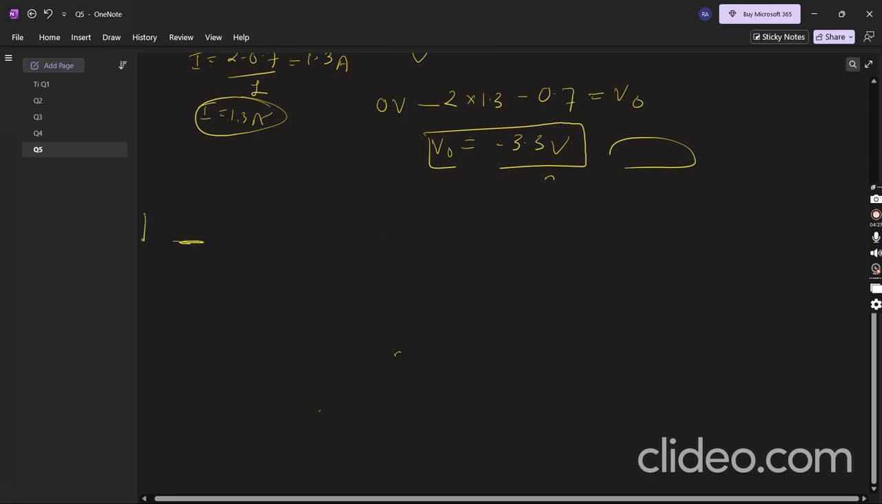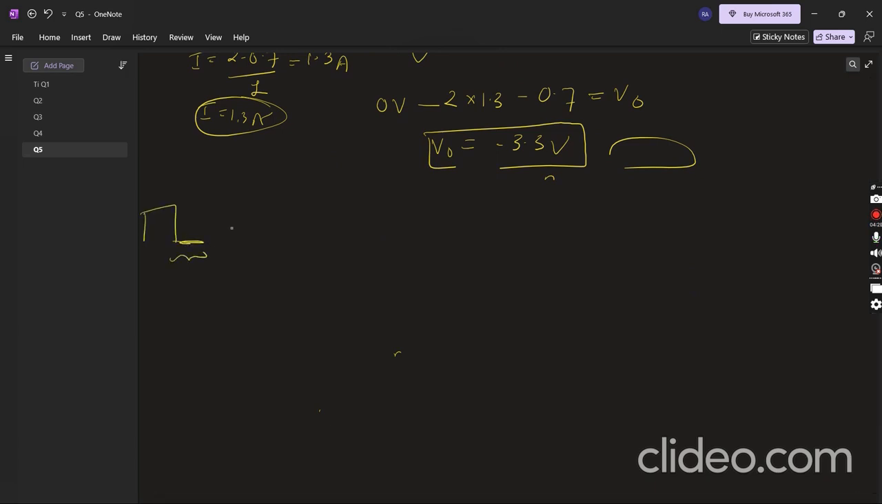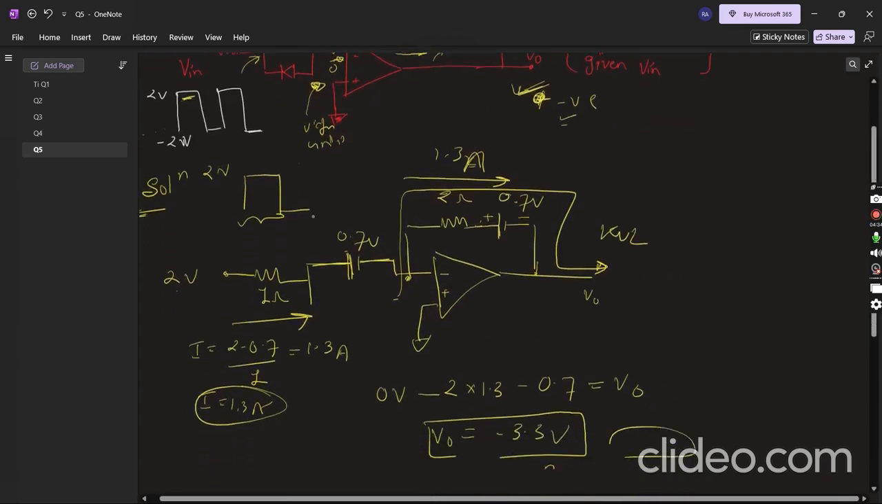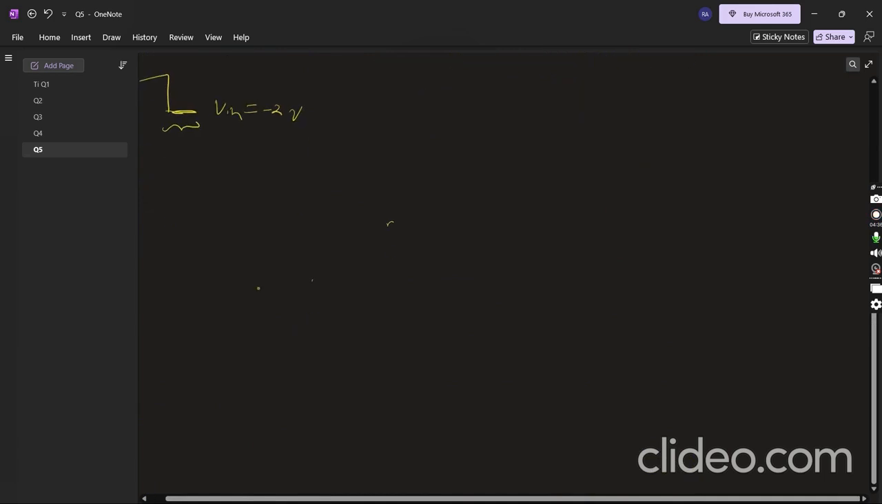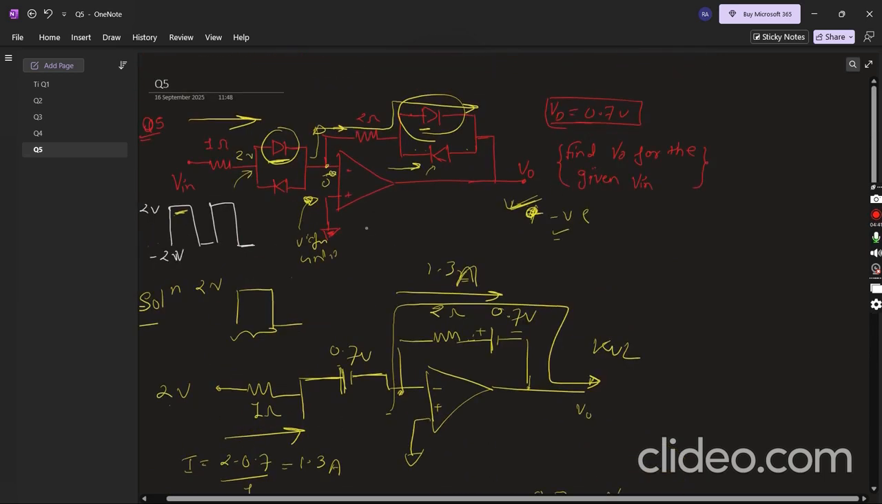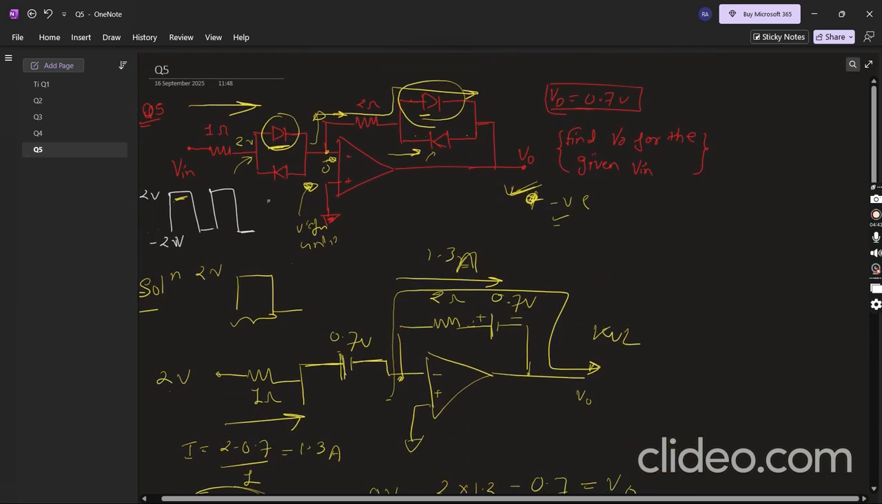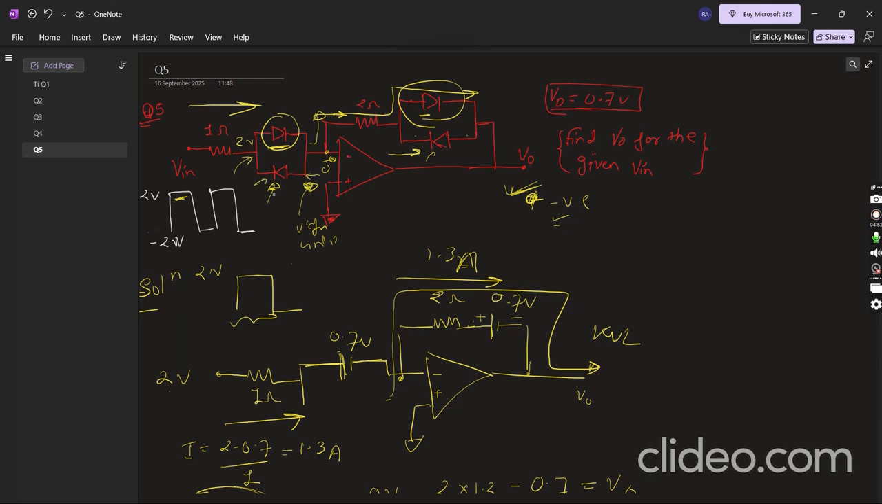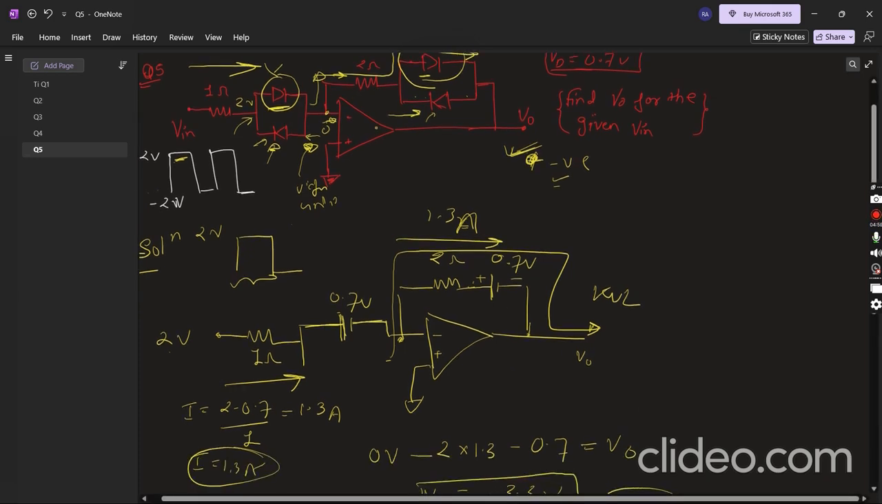Okay, and for the negative half cycle, V in will become minus 2 volt, and the circuit will become like this. This is a resistor, and at this time, the lower diode will conduct, because if we apply open circuit, this is negative potential and this is at positive potential. So this diode will conduct, and this diode will be off. Same logic as before.